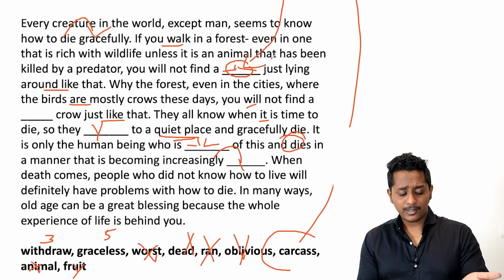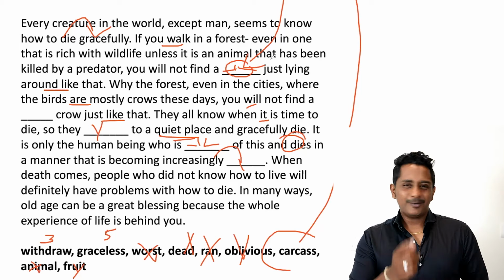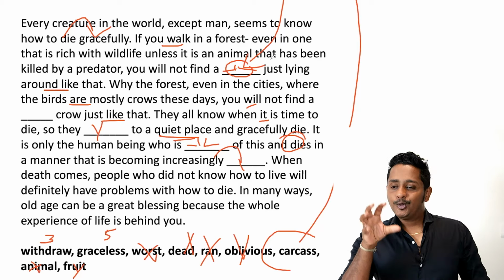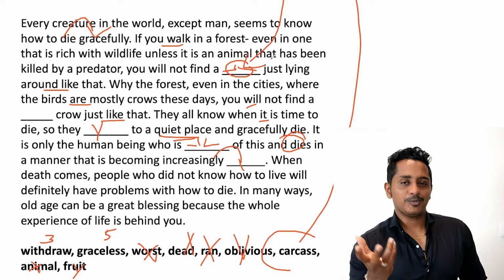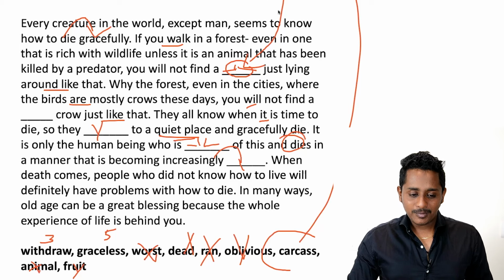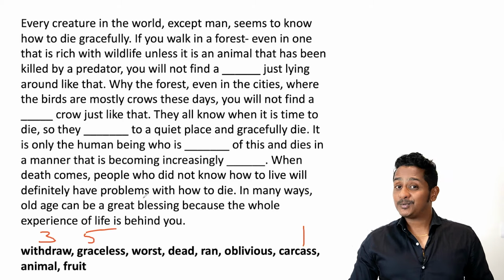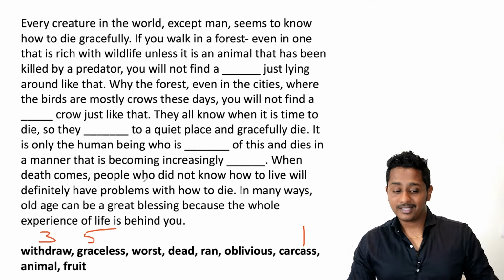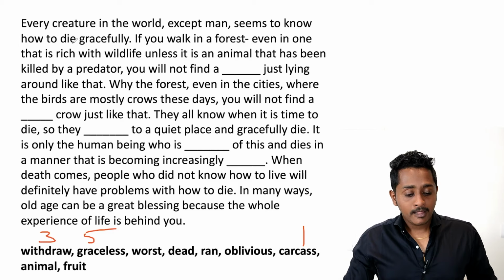I know the meaning of dead, I know the meaning of ran, I know the meaning of worst, everything I know, fruit, animal, but I don't know the meaning of carcass. Elimination method, everything I eliminated. This is the only thing that is left, carcass, but I don't know the meaning of it. This possibly should mean a dead animal or a dead body. Hope you are getting it. So withdraw is 3, this is 5. Carcass is going to be the first one. We applied the elimination method where we eliminated the rest of it and tried to get the correct answer even when we don't know the meaning of it.